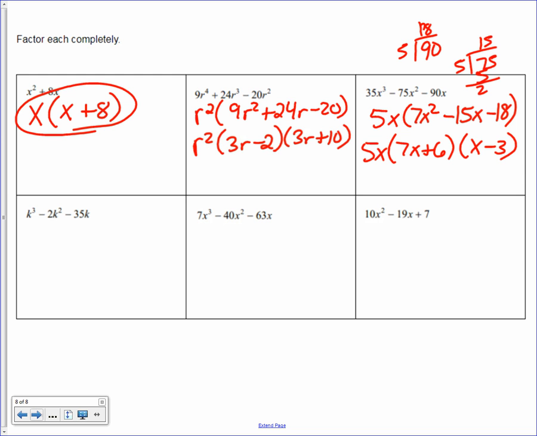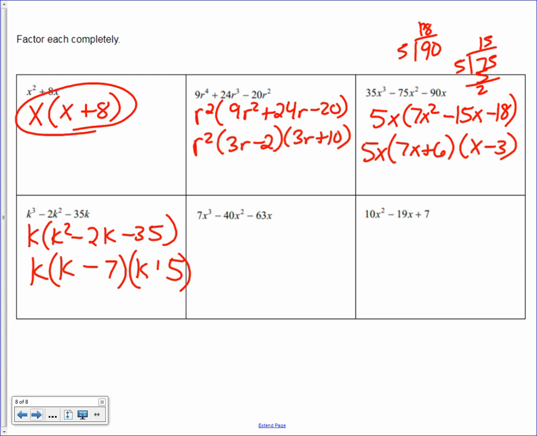The next one, I can pull a k out. So I get k squared minus 2k minus 35. I factor, I get k, and 7 and 5, because 7 and 5 make 2. So I make this one minus, this one plus, so I get a negative 2, and then this is my answer. This one I'm going to pull out an x.